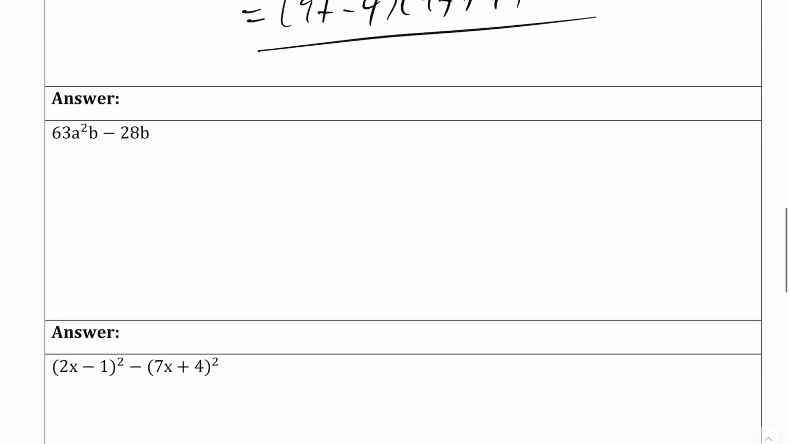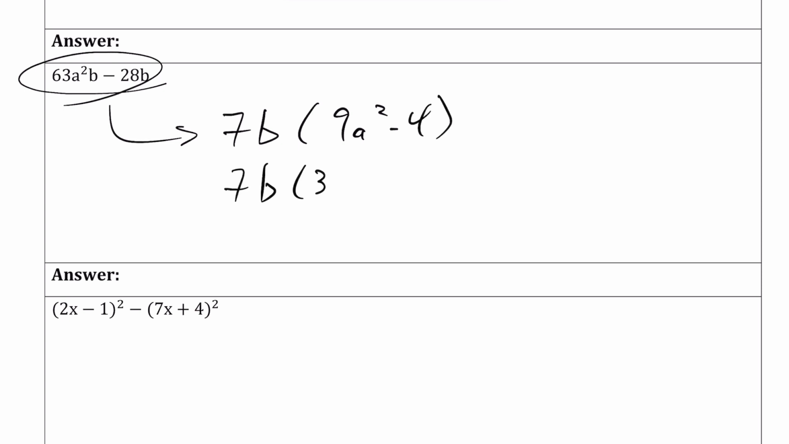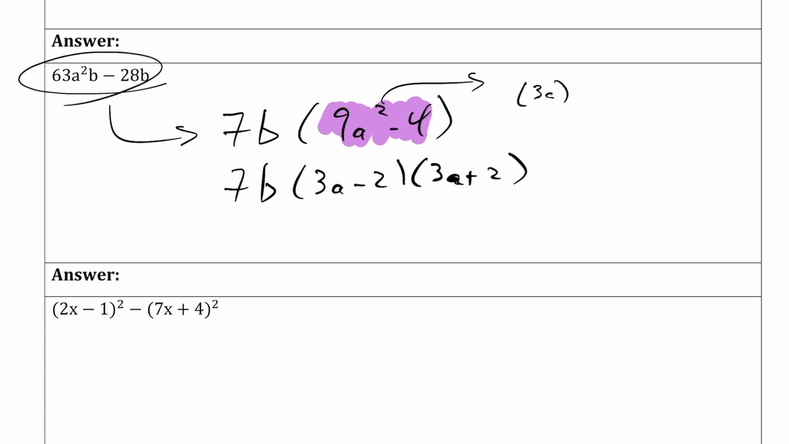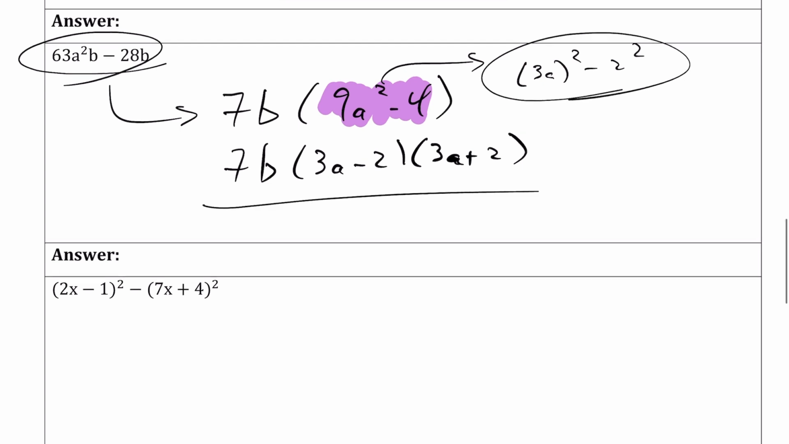All right, continuing on here, I see a GCF on this. The GCF is a 7b, leaving me with 9a squared minus, in this case, a 4. And we had just factored this above. This will factor into 3a minus 2, 3a plus 2. And again, how I got that is you can write this expression as 3a quantity squared minus 2 squared, and then your difference of squares formula kicks in, and you've got your final answer.